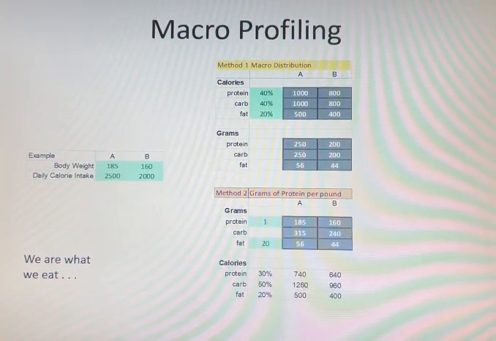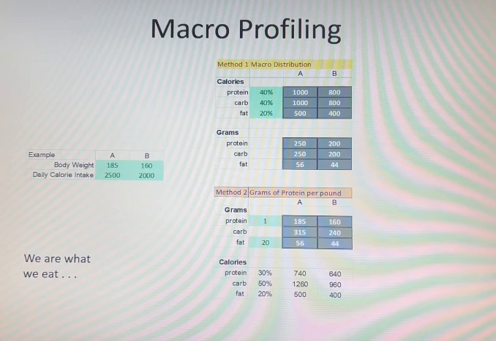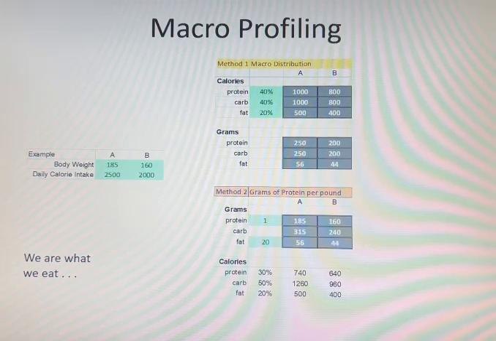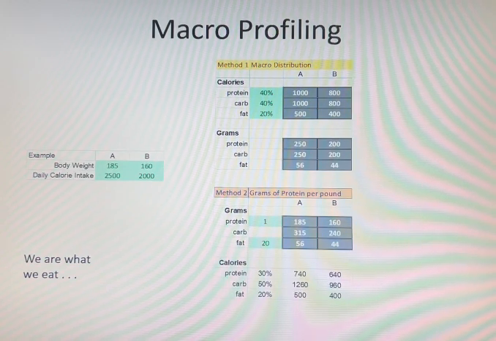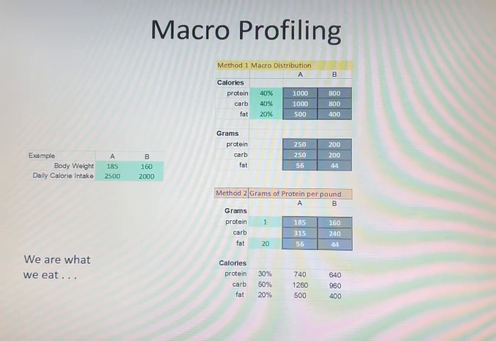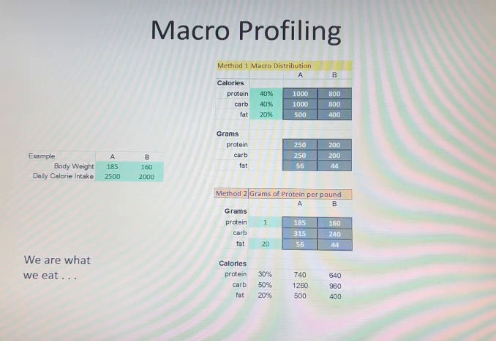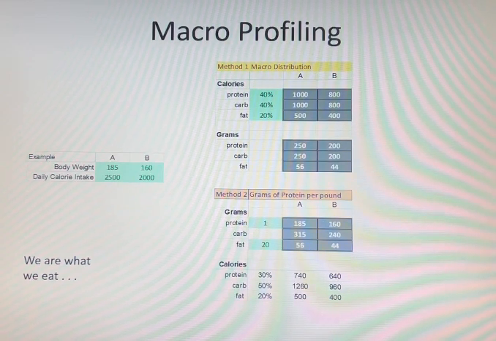There's guidelines for that, but the FDA recommends 2,000. So everything's sort of biased around 2,000. And a B is a 160-pound person. So in the first case, the macro distribution has to do with how you're eating your food.